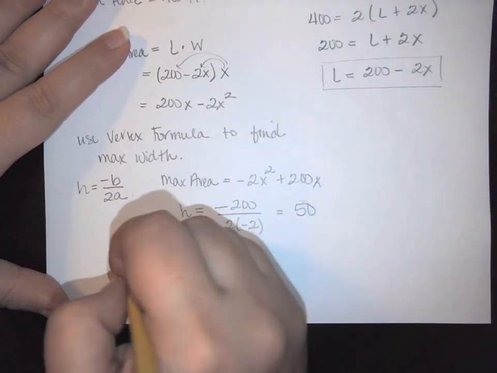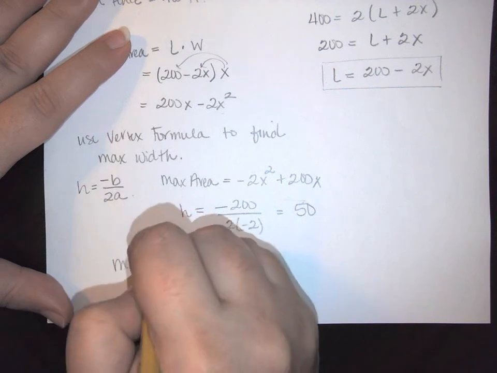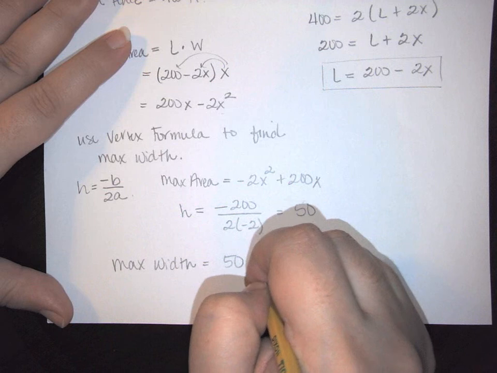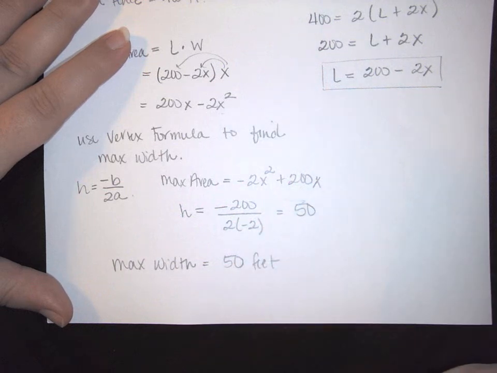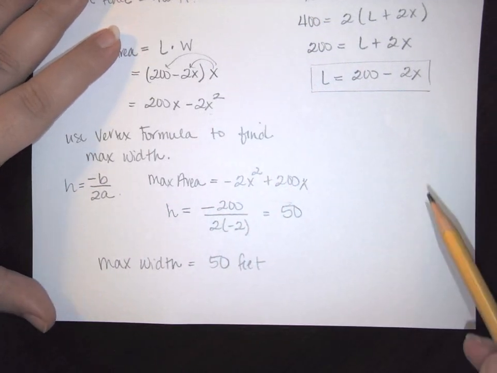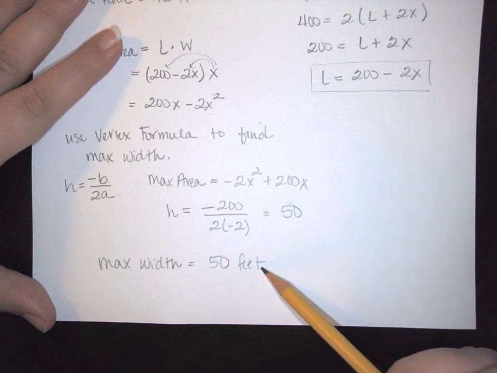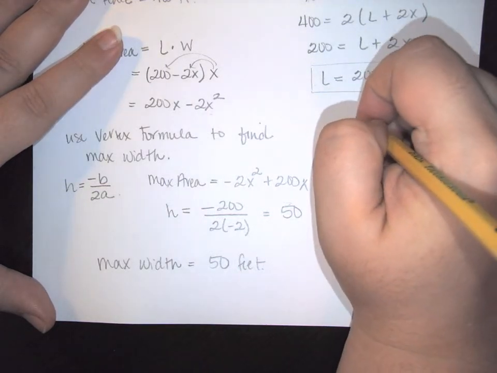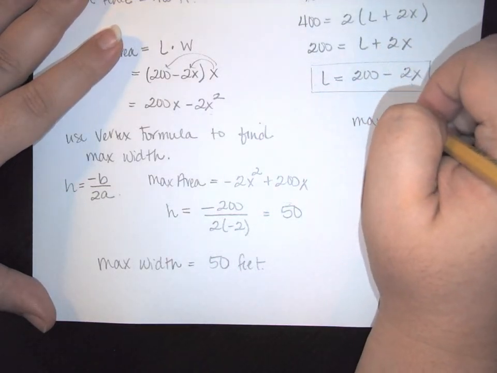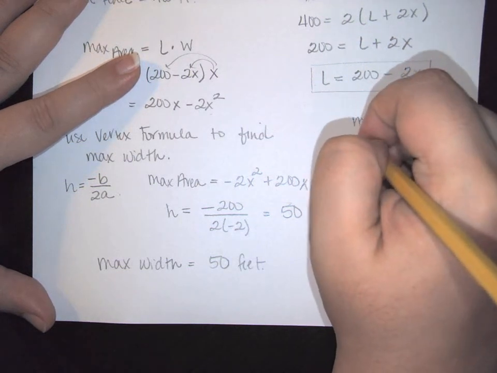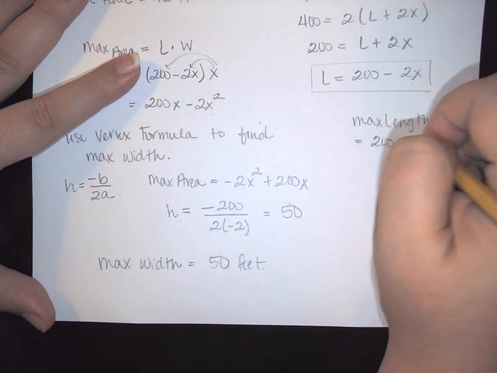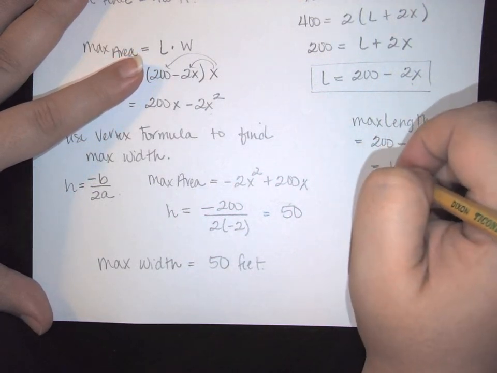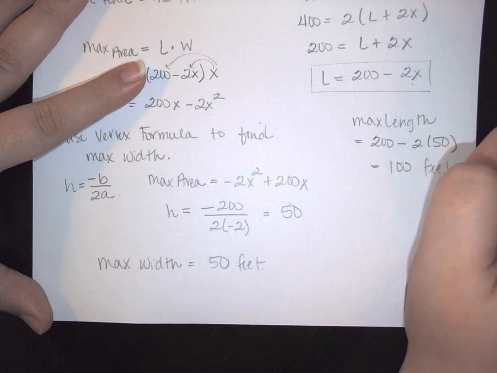So what this means is that I have now found my max width to be 50 feet of fencing. The only other thing that's left is to calculate that max length, and to do that I just need to plug in for my missing value. So to find that max length, I'm going to solve 200 minus 2 times my 50. In doing so, I come out with 100, and this would be feet.